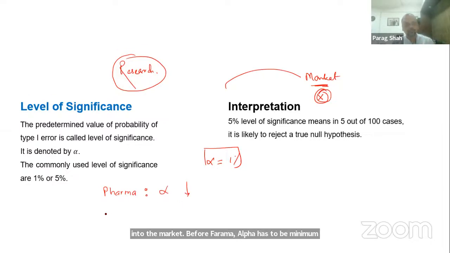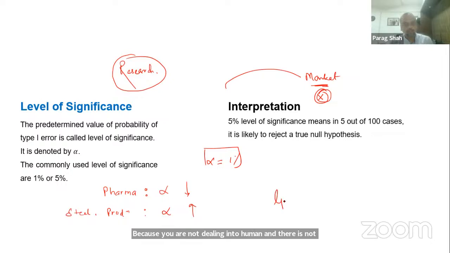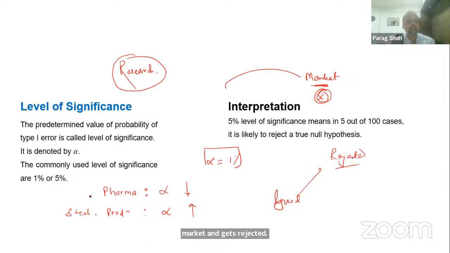But if it is, say, steel production or iron production, here you can afford to have a greater alpha, because you're not dealing with humans and there is not a lot of investment in research. Even if it is good quality iron and it gets rejected in the market, it is not as huge a loss as the pharma company would incur if the drug is rejected. So here you can keep alpha as 10%. Here alpha should be 1%. So depending on the domain you are working for and the investment that you have made, you have to decide alpha.